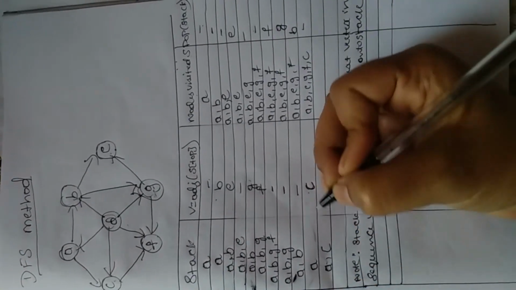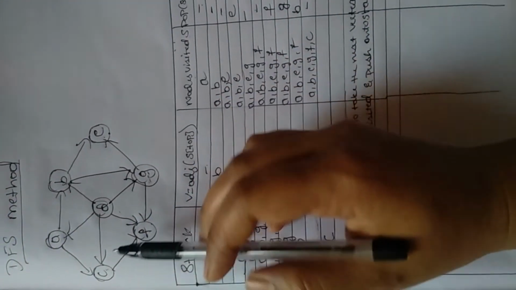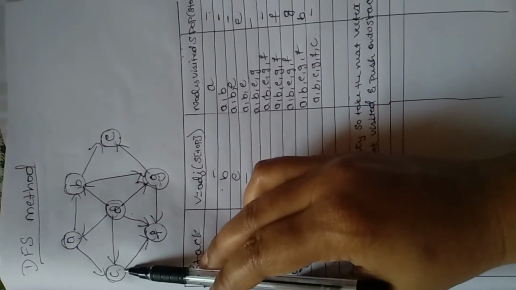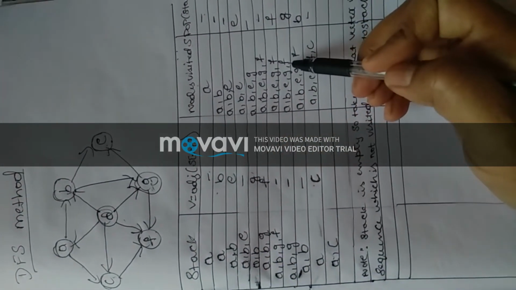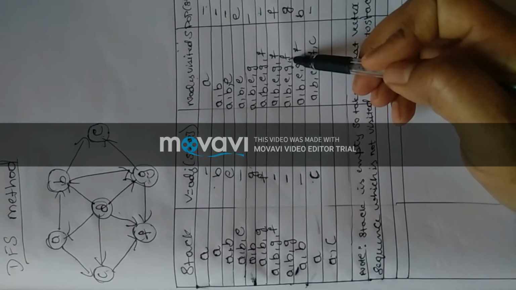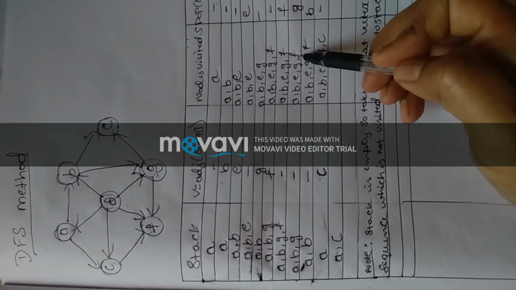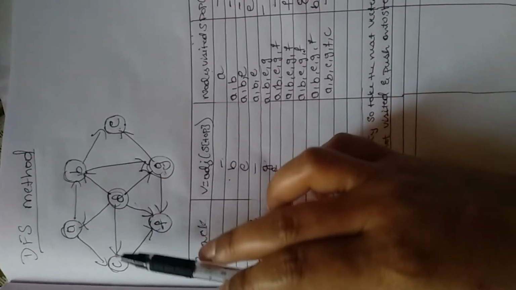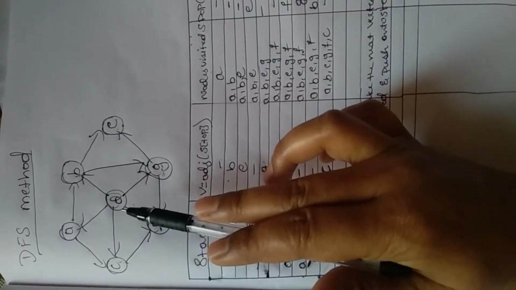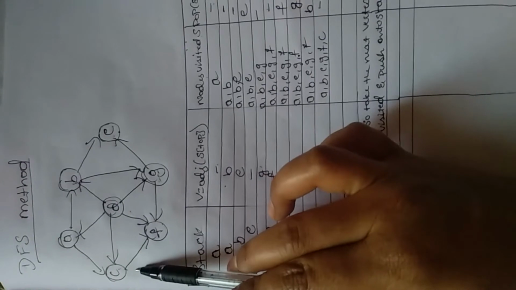Now new vertex C will be on top of the stack. You have to check for C, is there any adjacency vertex? See, F is an adjacency vertex, but F is already visited. If it is already visited, you should not consider that vertex. Okay, now for C, other than F, is there any other adjacency vertices? No, there is no adjacency vertices for C.